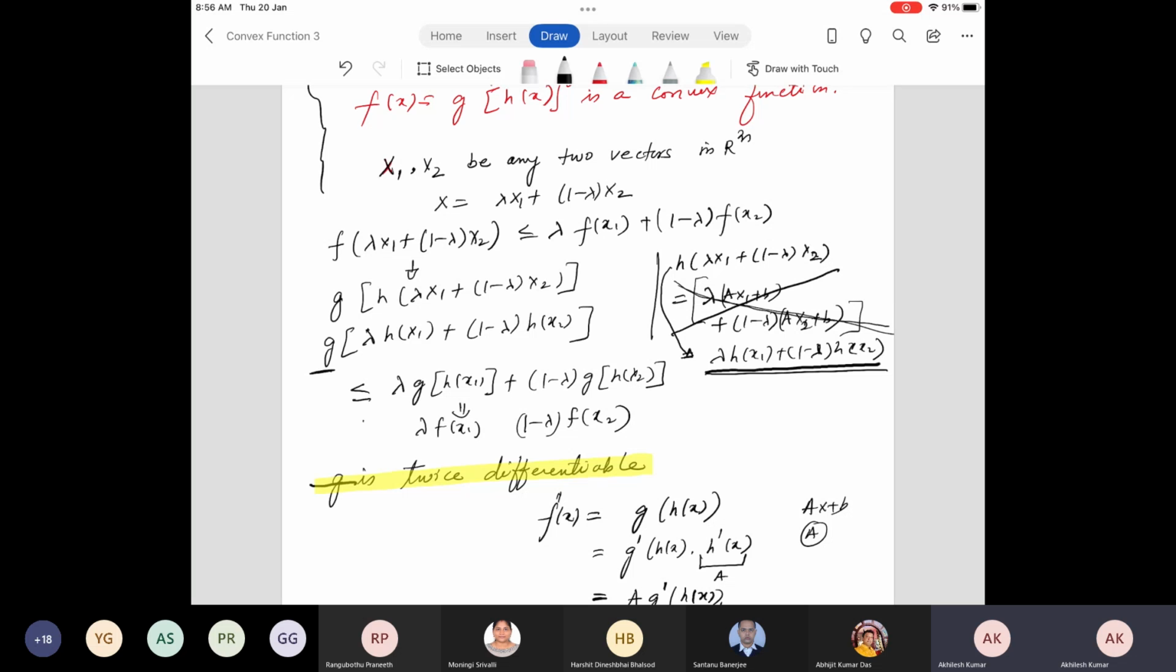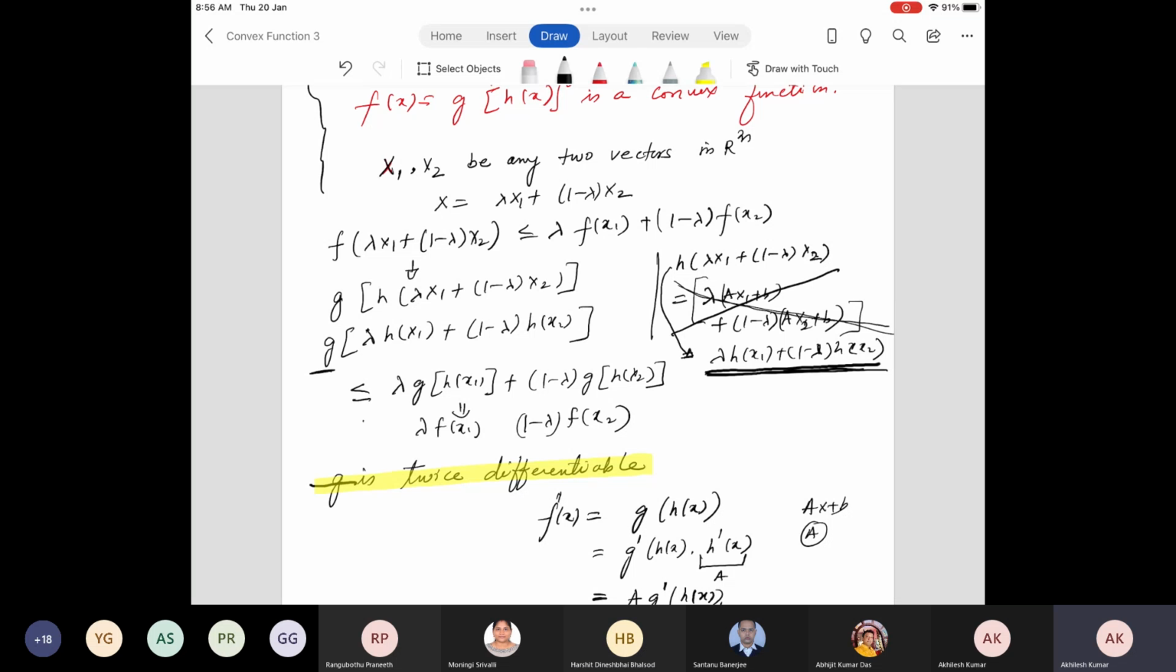So for that part, have you attended the class from the beginning? Sir, what we have discussed about the affine function, it can be used as convex. It is both convex and concave, right? Yes. So if it is convex and concave, can we not write this?